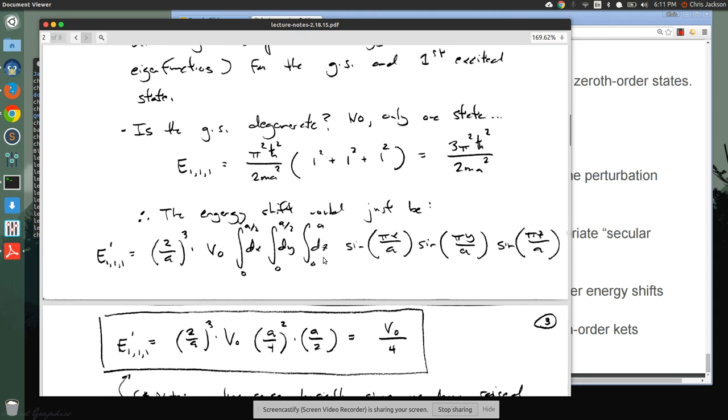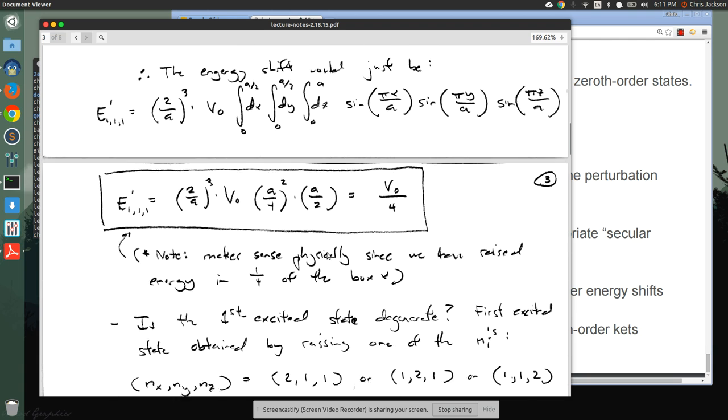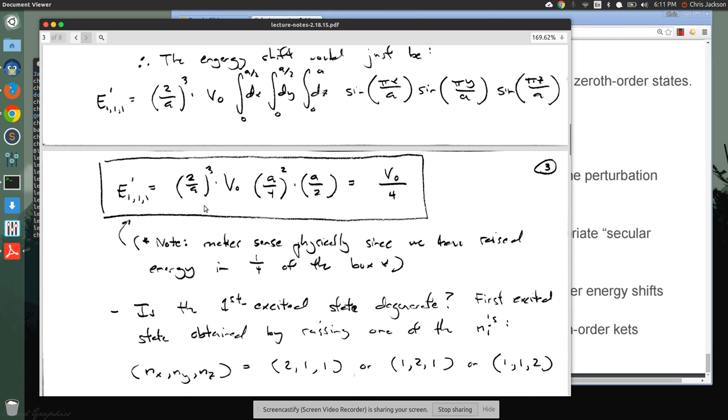I can do that using Mathematica or whatever, or looking up in a table, and I get something that looks like this. When I multiply all this stuff out, this is the first order energy shift, and I see that it goes like V naught over 4. It kind of makes sense physically, because we've raised the potential by a constant amount, V naught, in a quarter of the box. So it makes sense that we get this factor of 1 over 4. So that's it for the ground state. I just want to compute the corrections to the energy.